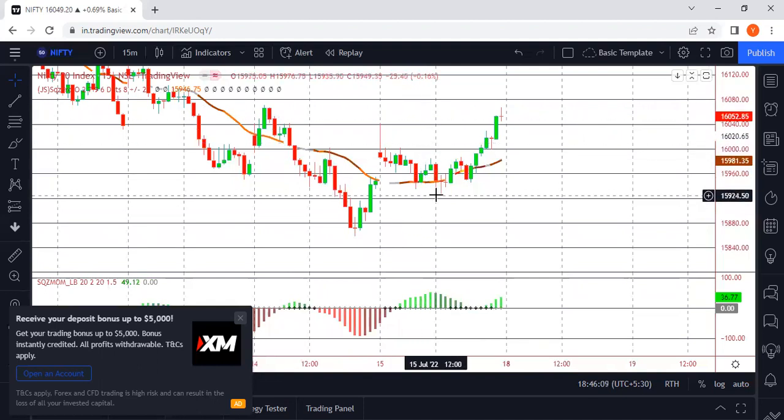Okay, now if you see, the color change has happened almost at the BBML line. So is it a place where I take the trade? No, I will not take the trade. I would stay away. This is not the place where you take a trade.